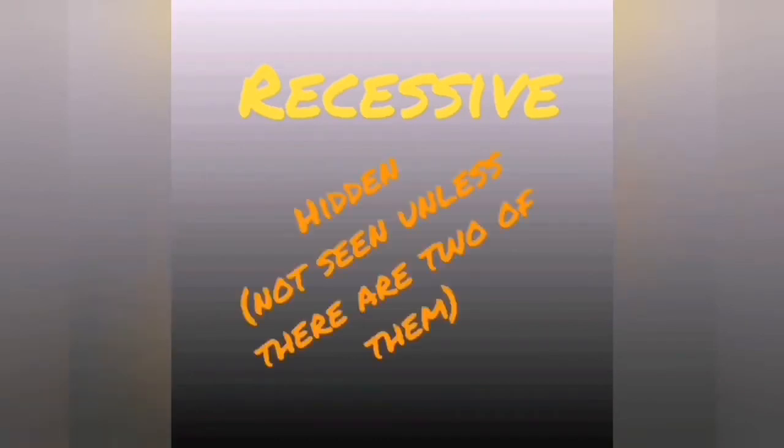Well, most of our genes are either dominant or recessive. Now, the word dominant means that the gene is always expressed. In other words, always visible. We see the trait in the person's body, on the outside or somewhere on the inside. Recessive genes, however, are actually hidden. We don't see them unless there's two of them together.